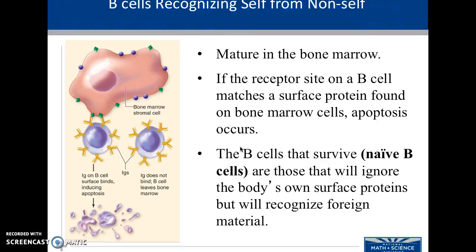B cells mature in the bone marrow. If the receptor site on the B cell matches a surface protein found in the bone marrow cells, apoptosis occurs. The B cells that survive are those that ignore the body's own surface proteins, but recognize foreign material.